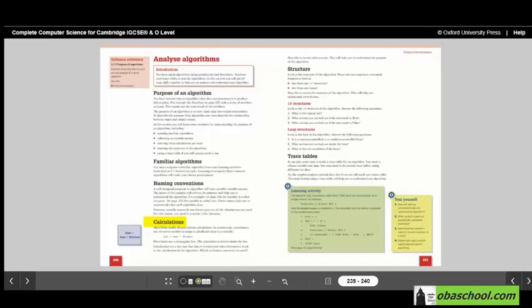These are on page 240. And on page 241, we will cover the titles Structure and Trace Tables. Let's start.